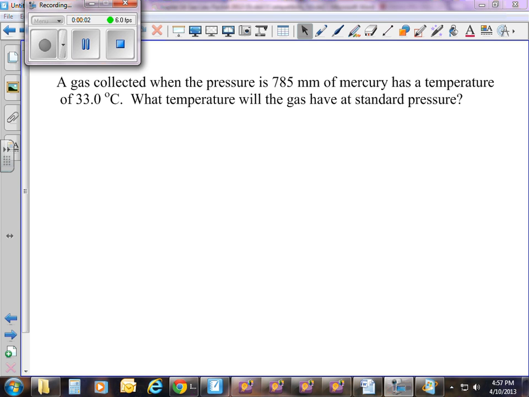Right, so this next problem is a Gay-Lussac's law problem. It is number 2 on page 15. Again, when you're reading through the problems, figure out what you have.